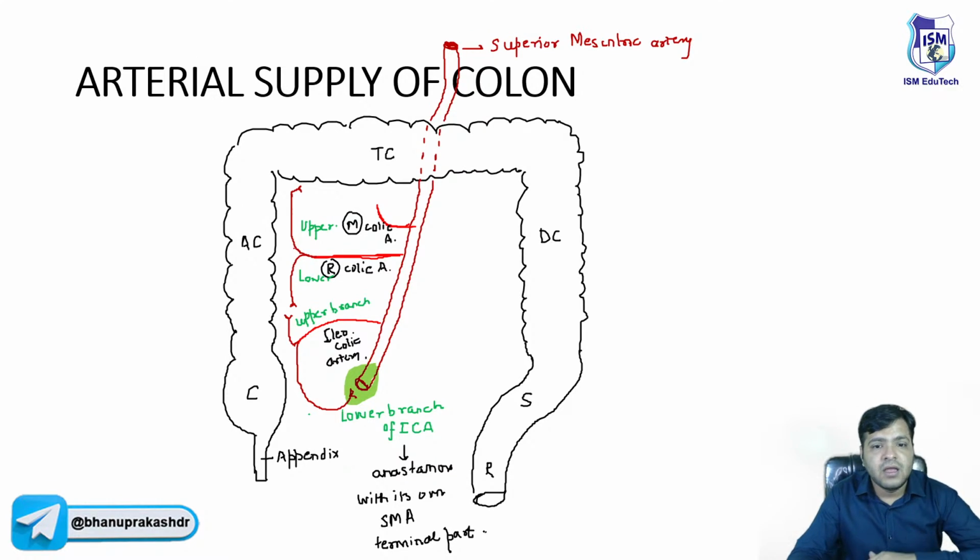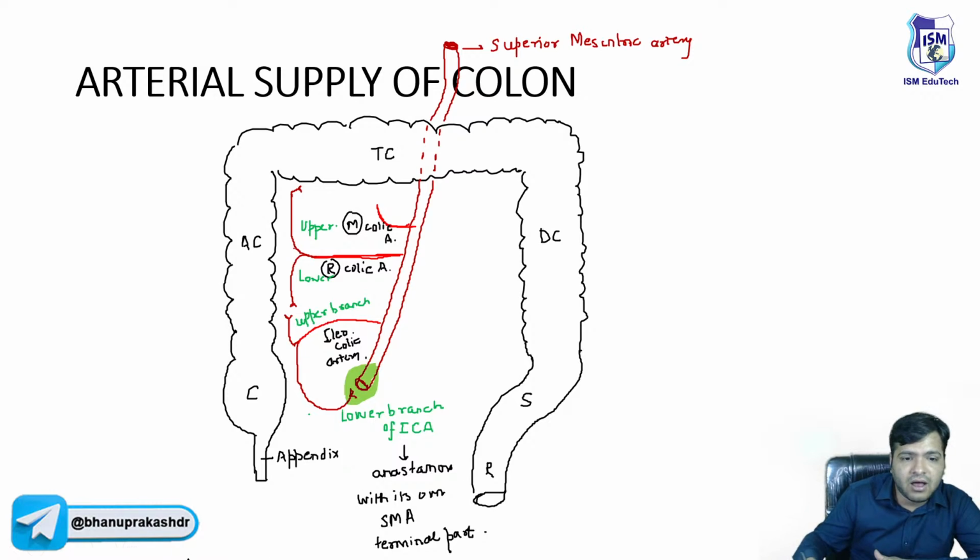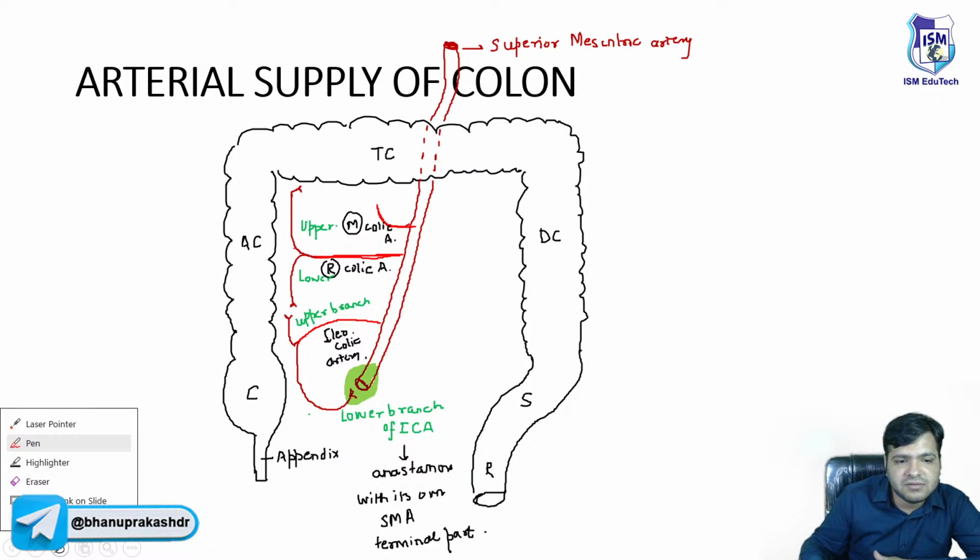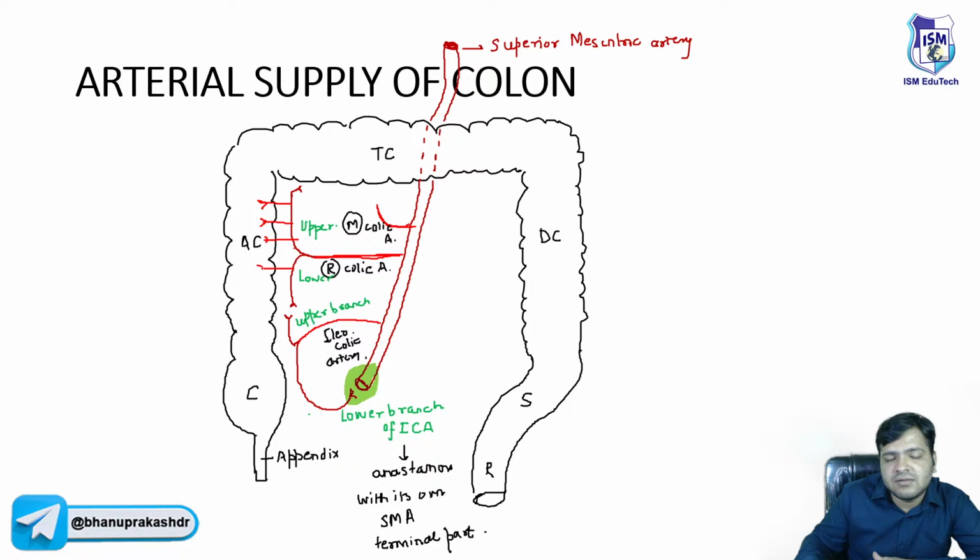Yes, you wrote it correctly, beta. There are arcuate branches too, so we draw them in this way. So you can see they are giving straight branches so that each part is supplied. Now if I ask you about the ascending colon, beta: the right colic artery upper branch and lower branch are supplying the ascending colon. Even the upper branch of the ileocolic artery is also supplying the ascending colon.